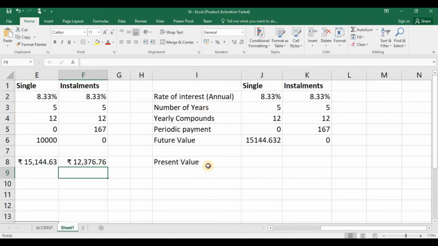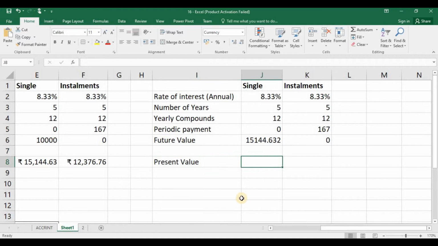Next, we'll see how to calculate the present value of our future investment. Here, I have two investments. In the first one, I am investing a single amount in future. Second, I am investing through recurring payments. Here, the future value of our investment is 15,144. In the second one, we don't have any fixed future value as it is recurring payment. In both scenarios, I want to calculate present value of our investment.